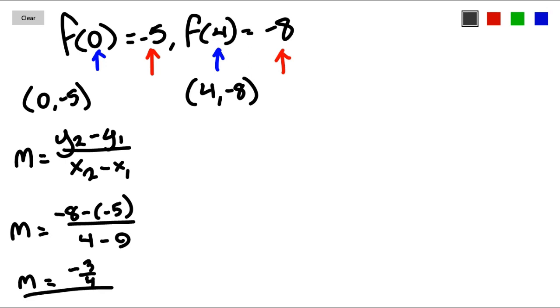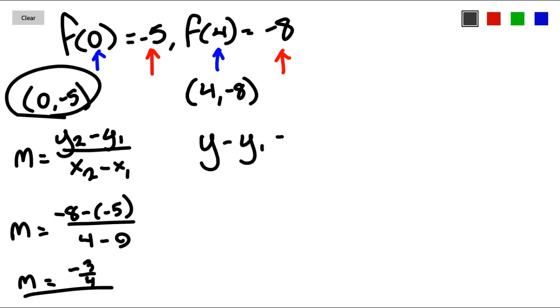Now that I have a slope, I can choose one of the points here in the point-slope form to find the equation of the line that has these input-output values. I'm going to choose this point right here because it has a 0 as one of the coordinates. Makes the math a little bit easier. So I'm going to use the point-slope form, y minus y1 is equal to m times x minus x1, to find the equation of the line.